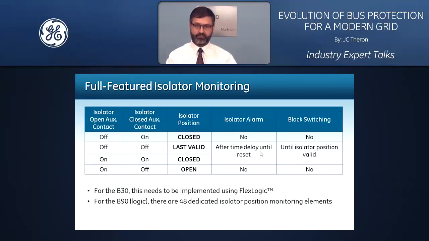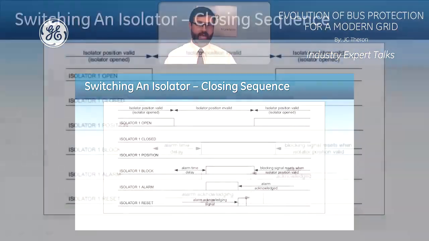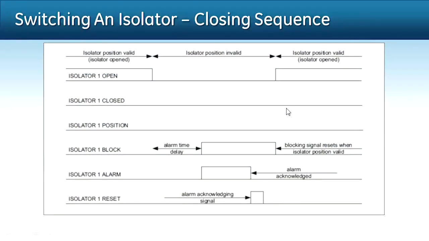And it will only reset if the alarm gets reset, but the block switching will occur until the isolator position is valid. Now, for the B30, this needs to be implemented in flex logic. In other words, it's not a standard feature of the B30. However, there are 48 dedicated isolator position monitoring elements in the B90. Let's have a look at what an actual closing sequence would look like. If we look at isolator 1 open and isolator close signals, then we'll always have to allow a time delay for a transition for when the isolator operates.